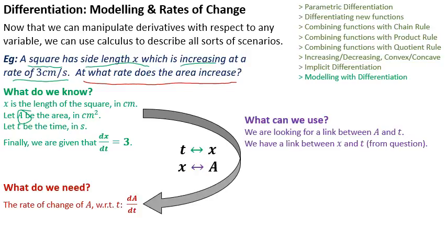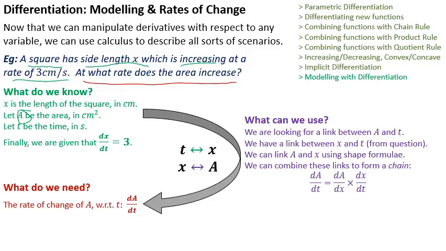So if we're trying to find the link between A and t, we can make use of the fact that we have a link between x and t provided in the question. We can connect A and x together using shape formulae. There are a bunch of shape formulae that you'll need to make sure you know for this topic, but the area of a square is hopefully not one that you have too much difficulty with. Finally, we'll combine those together in a chain. So this is where chain rule really comes in handy. We want dA by dt, the rate at which A changes with respect to time, and we can get it by combining dx by dt with dA by dx. And then, once we do that properly, the dx's will cancel out. We'll be left with just the pieces that we want, dA on the top, dt on the bottom. Let's see what that looks like when we put it all together.